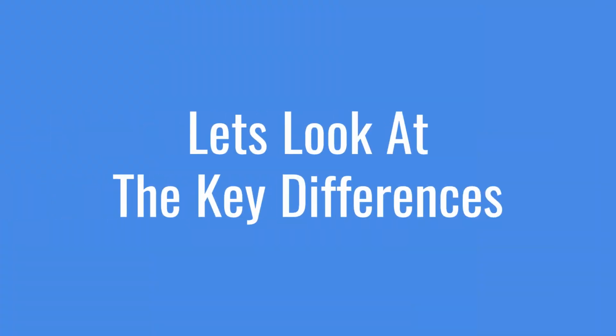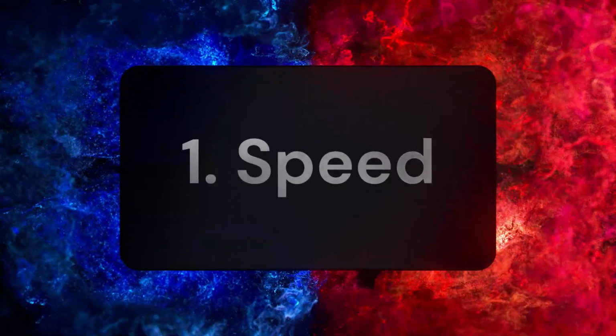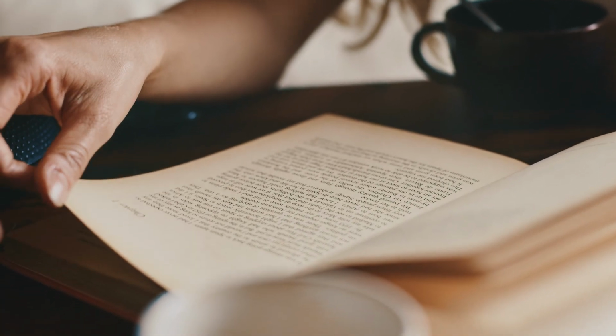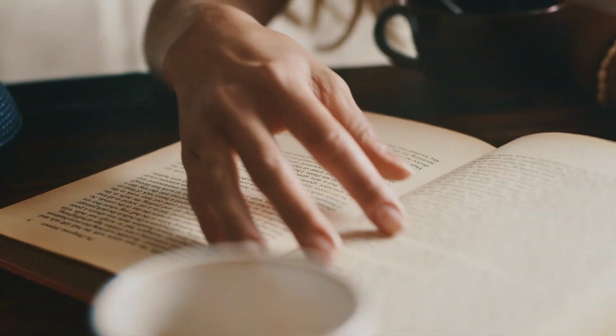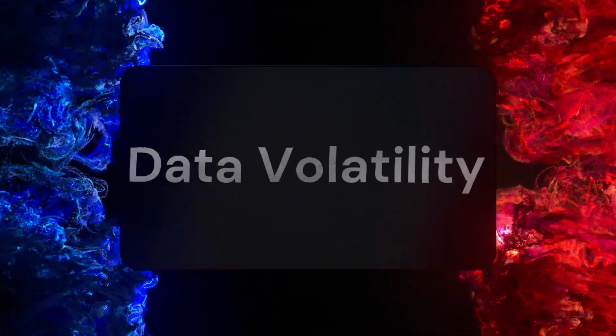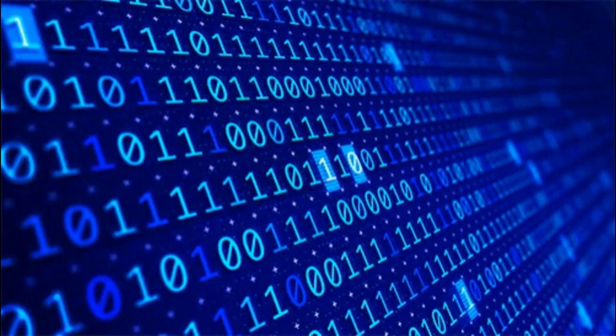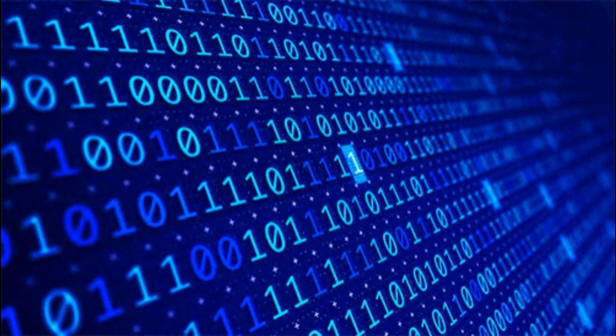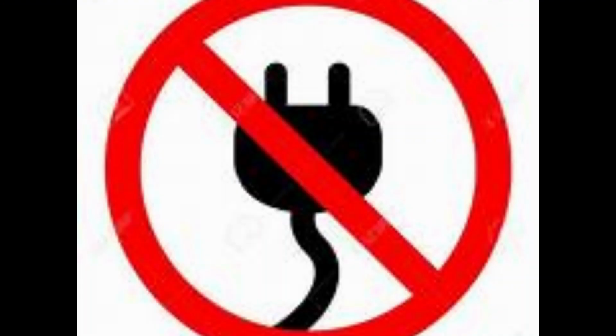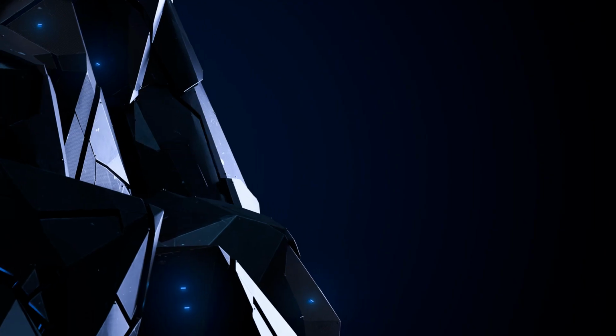So let's go over the key differences between RAM and ROM. First of all, speed. RAM is much faster than ROM because it's designed to handle data on the fly. ROM is slower because it's only read when needed and is more of a permanent storage. Secondly, data volatility. RAM is volatile, meaning all the data in RAM disappears when you turn off the device. ROM is non-volatile, so it keeps the data even when there's no power.